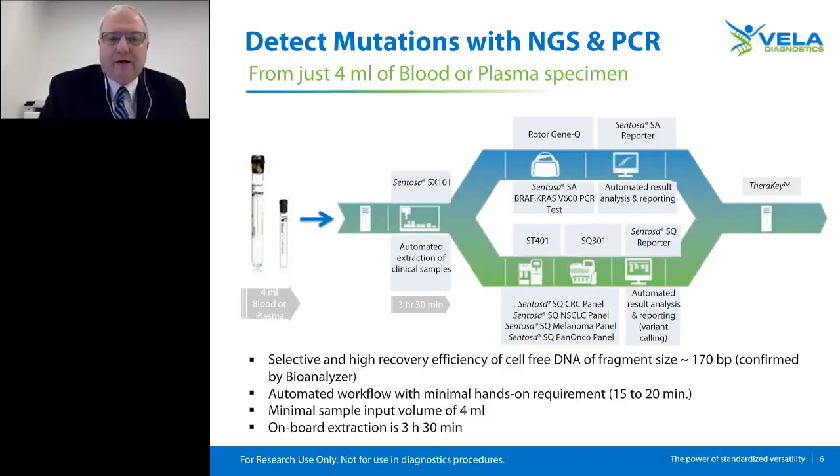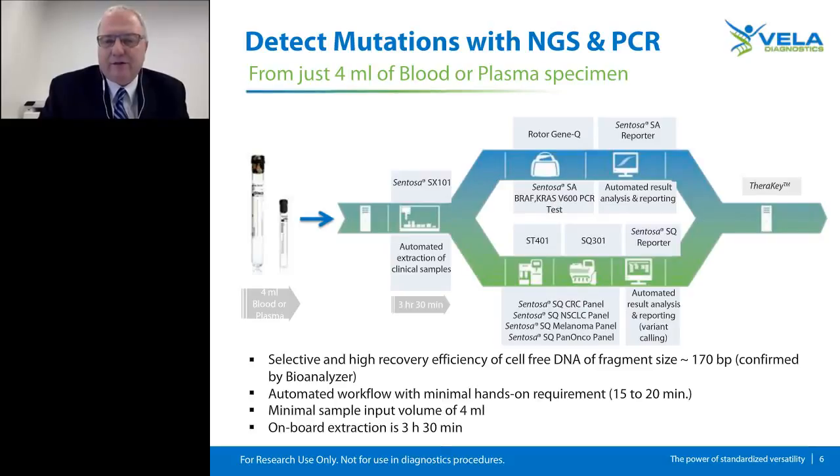Basically the way the system works is that 4 mL of blood or plasma are taken out of either a Streck tube or a K2 or K3 EDTA tube. They are placed into the Sentosa SX101 liquid handling robot for automated extraction of clinical samples. That extraction process takes about 3.5 hours. After the extraction is done, the robot is automatic.